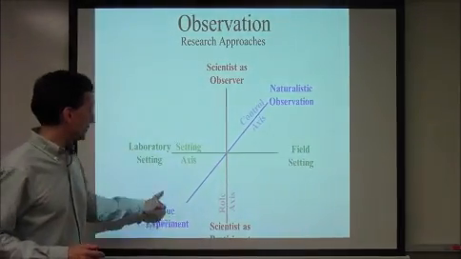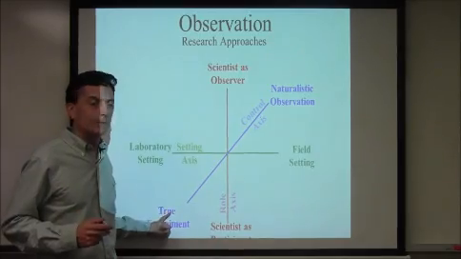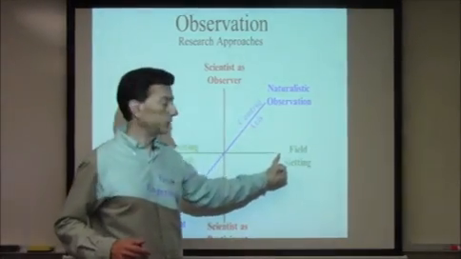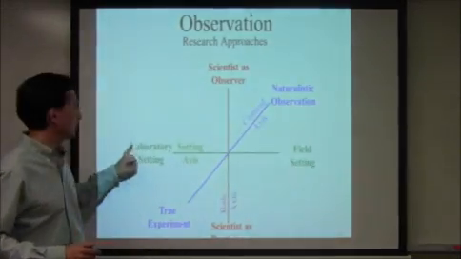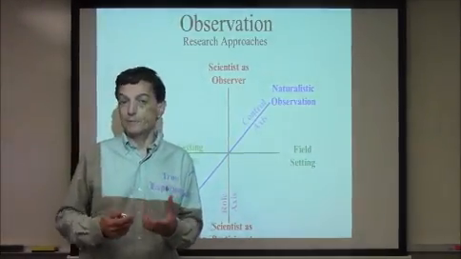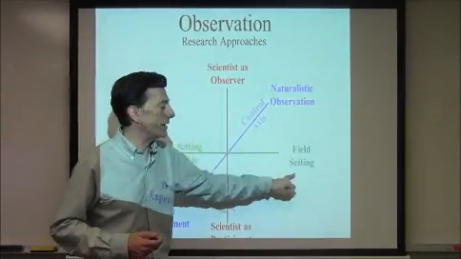We should also remember that true experiments can be true experiments regardless of their setting. So that is to say, on this axis, which ranges from field to laboratory, we can have a well-controlled and highly manipulated variable that happens to occur out in a field.